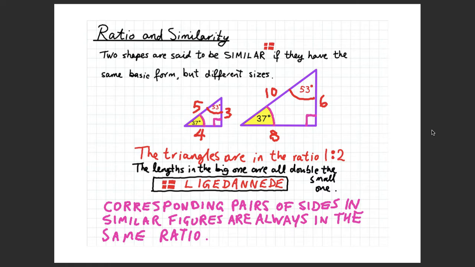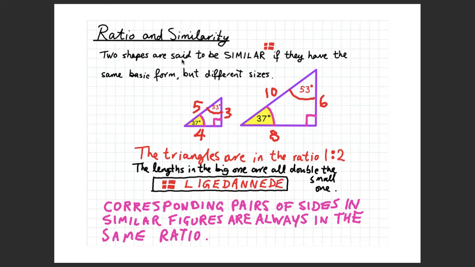So a video just for this lesson. And I'm needing you to write stuff down, take some notes. So get some paper, and I'm needing you to pause the video at various times so you can stop and take nice notes. So today's lesson is all about ratio and similarity.